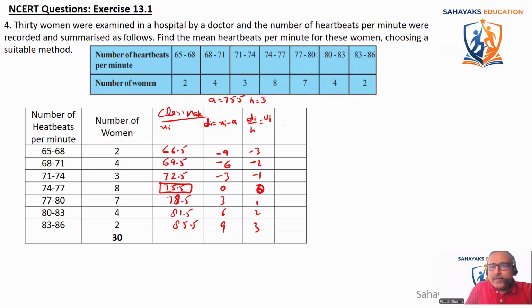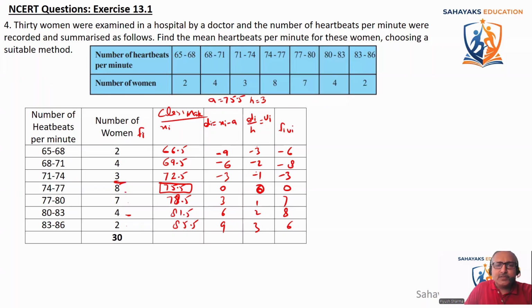Now we're going to find out fi ui. Same process we are following again and again. So minus 3 into 2 comes as minus 6. Minus 2 into 4 is minus 8. Minus 1 into 3 is minus 3. 0 is 0. 1 into 7 is 7. 2 into 4 is 8. 3 into 2 is 6. So this is the value fi.